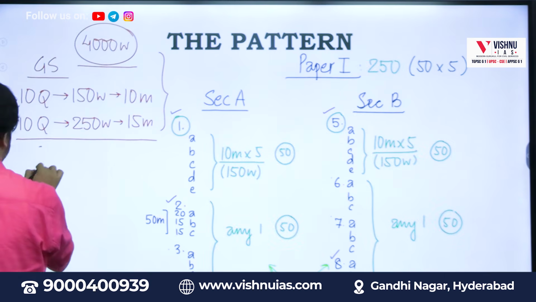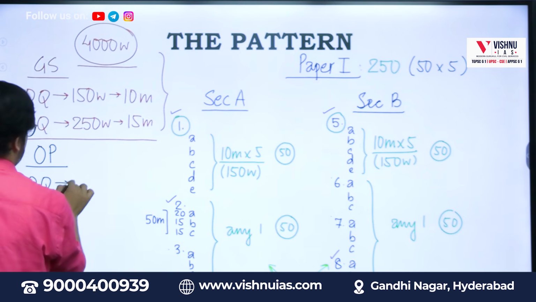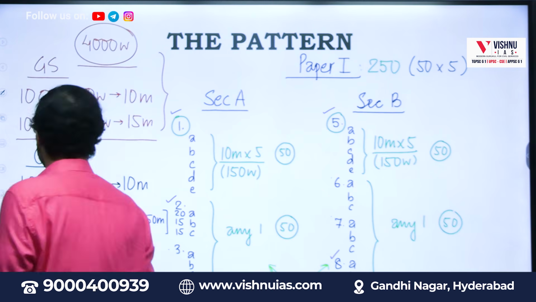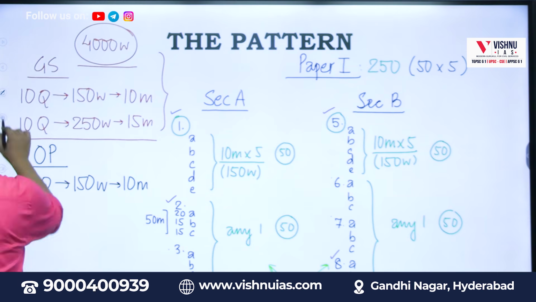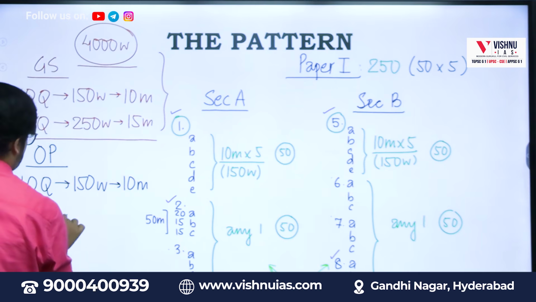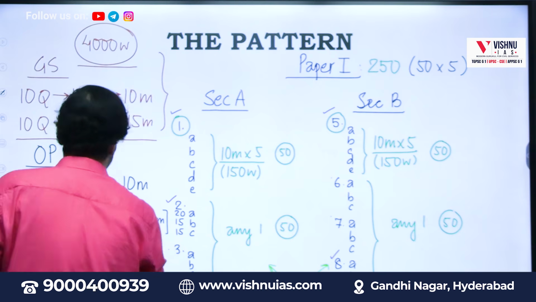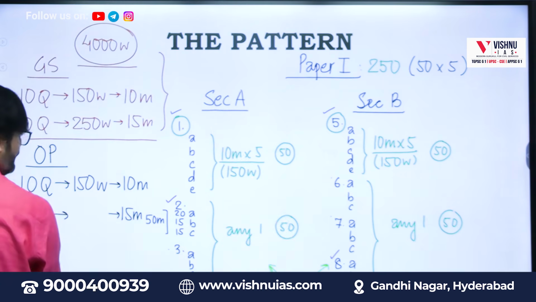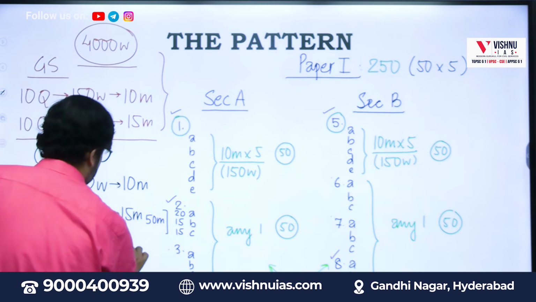So now let's write the optional paper also. 10 questions, 150 words, 10 marks each. Yes? Then six questions. Now, these are 15 marks each, 6 questions. And we have 3 questions which are what? 20 marks each.